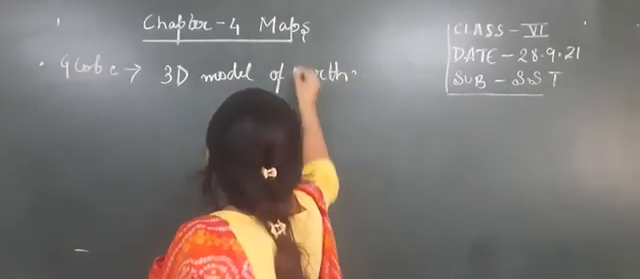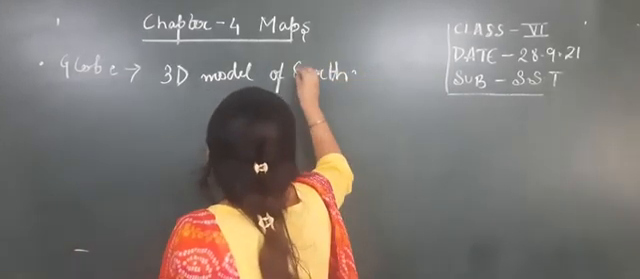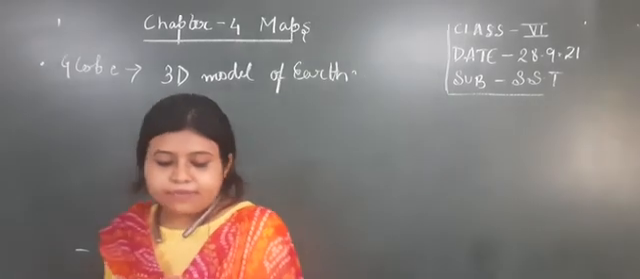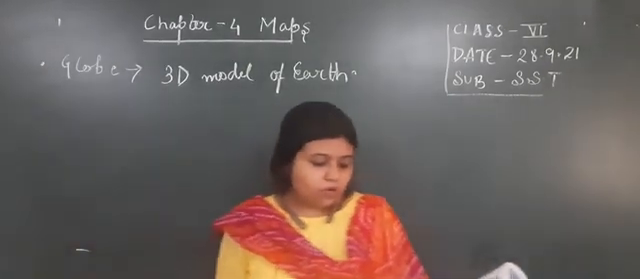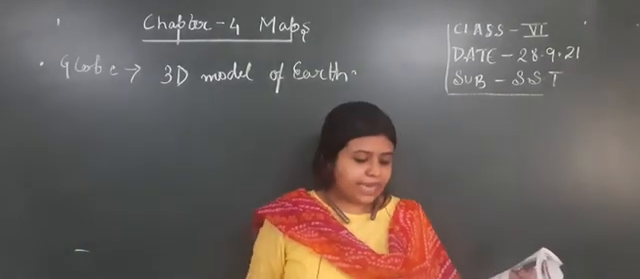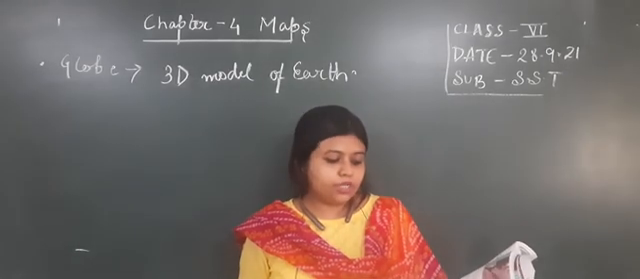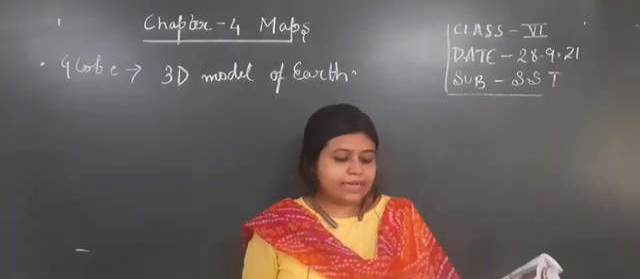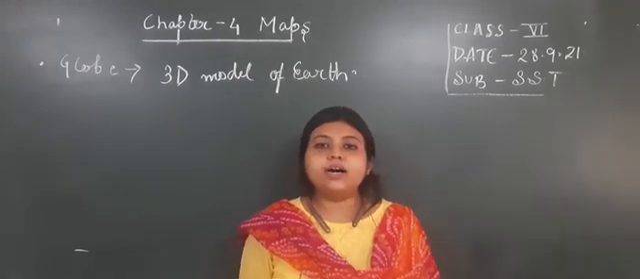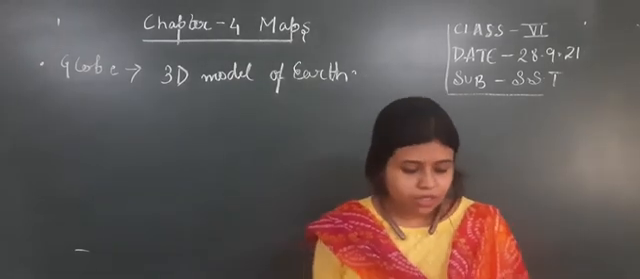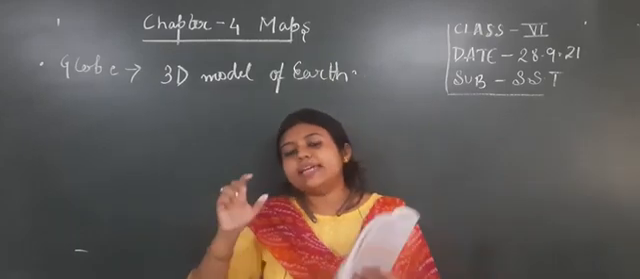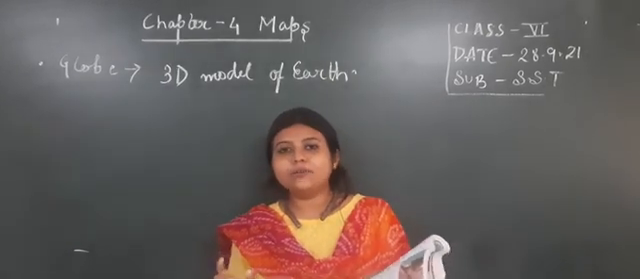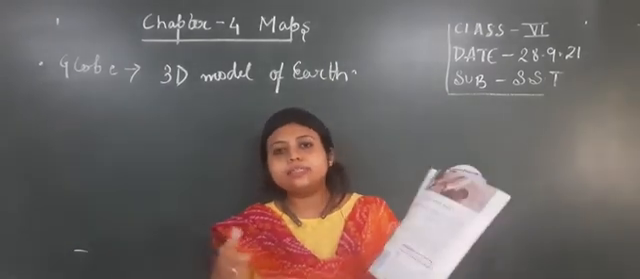A 3D model of the earth. Next, a globe is an accurate three-dimensional model of the earth, which is mounted on a tilted shaft so that it shows the inclination of the earth's axis and rotation. So this is the basic use, that it exactly shows us how our earth looks and what it resembles.